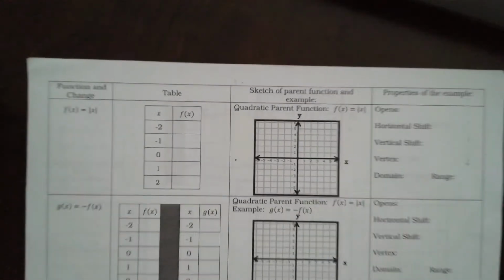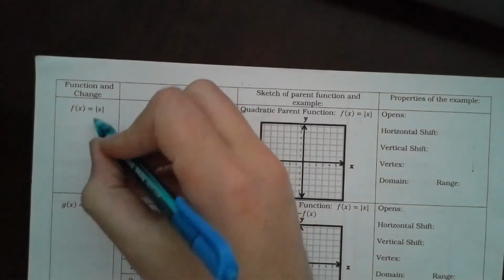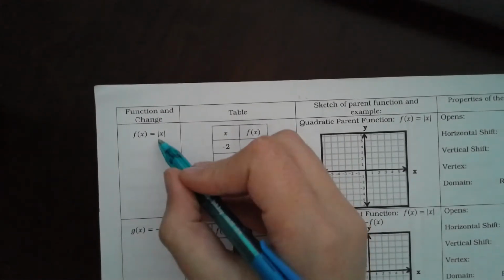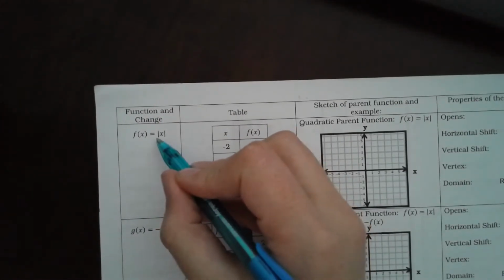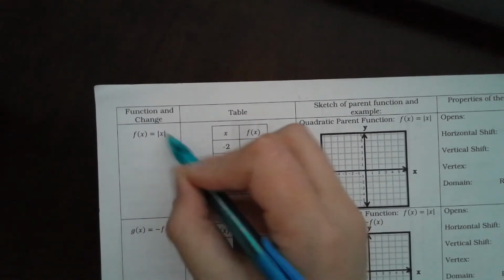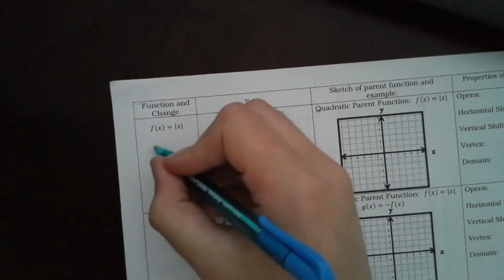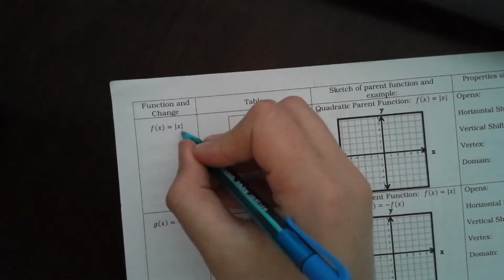Alright guys, so today's lesson we're going over absolute value. We've been going over this for a little bit. You should be able to recognize this. This is the absolute value of x. Okay, that's our parent function. Alright, and the meaning of that, we haven't really talked about what that means.